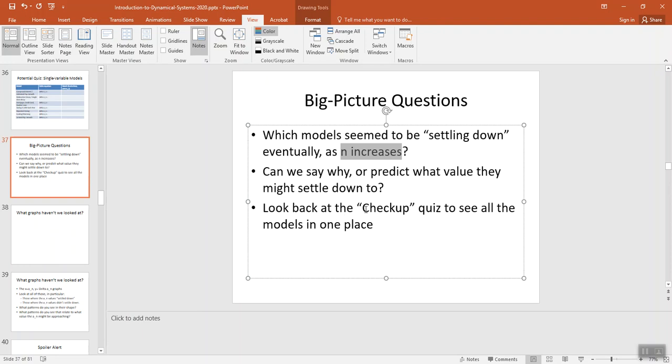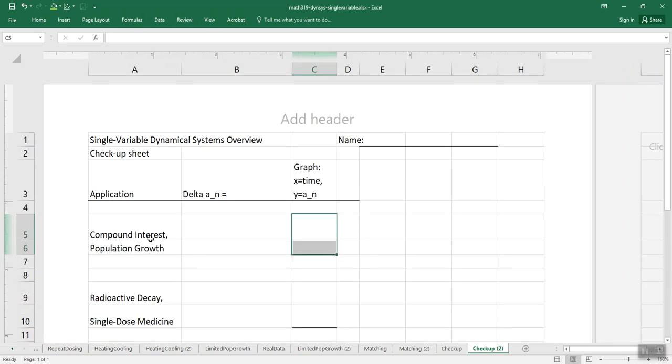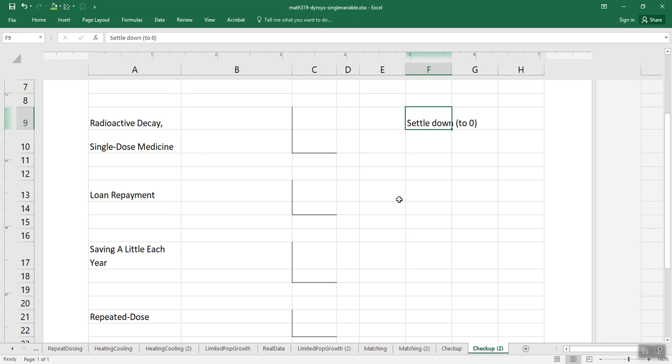So in your checkup quiz, you probably have those all in one place. I've got it here. I didn't fill these in. You filled those in. But let's say the compound interest population growth, that one seems to be settles. Does that settle down? No, it just keeps growing. Radioactive decay, that one does settle down towards 0.